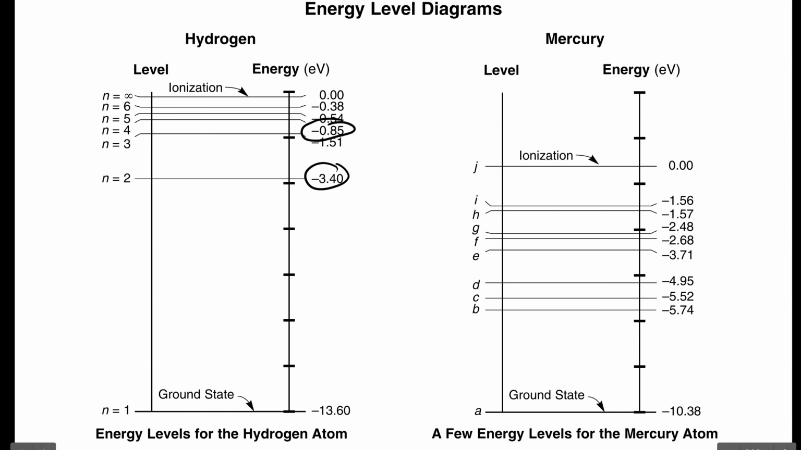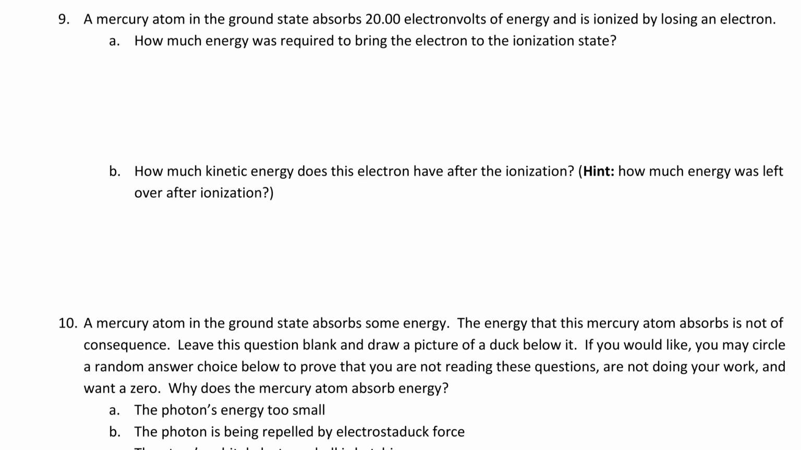Cool. And for number 9, it says a mercury atom in the ground state absorbs 20 electron volts of energy and is ionized by losing an electron. How much energy was required to bring the electron to the ionization state, and how much kinetic energy does the electron have after the ionization? So it says a hint: how much energy was left over after the ionization.